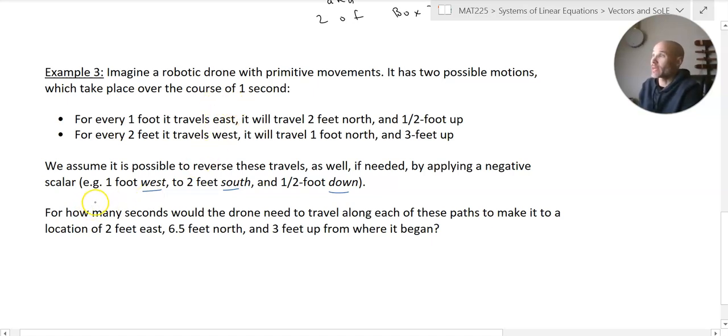The question is, for how many seconds would the drone need to travel along each of these paths to make it to a location of 2 feet east, 6.5 feet north, and 3 feet up from where it began.